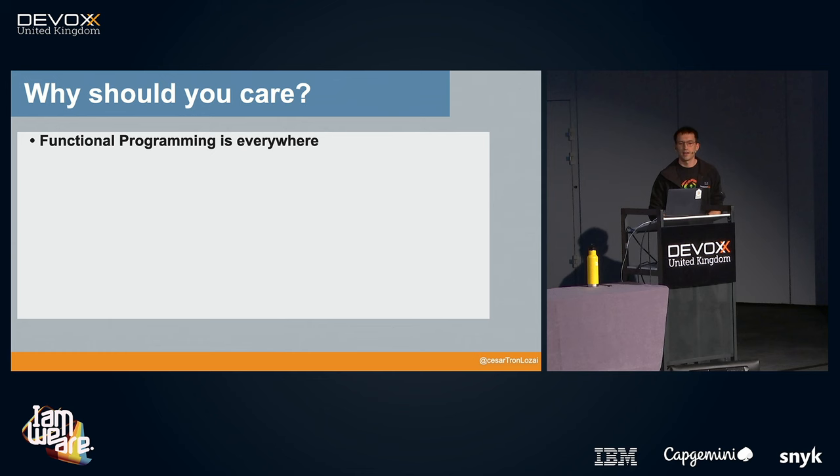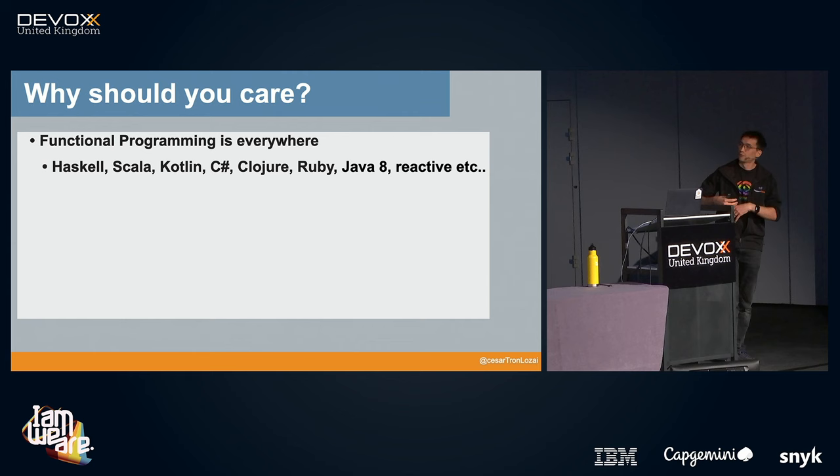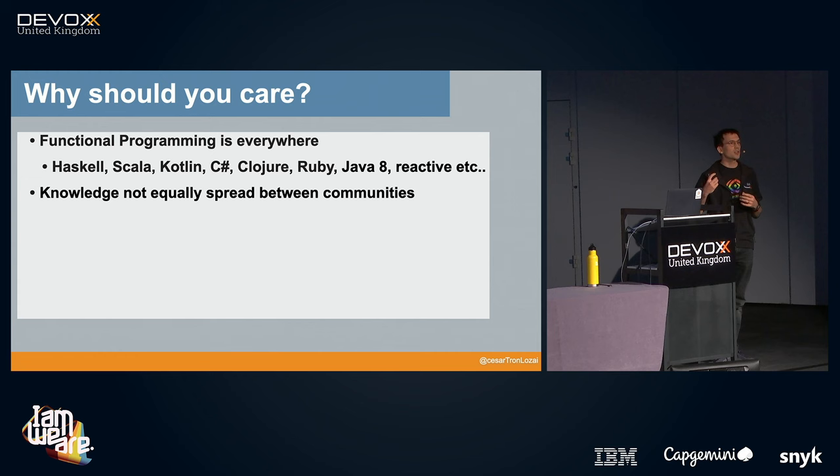Well, it seems that nowadays functional programming is everywhere, and I think it's been like that for a while. A language called Lisp was released in 1958. So it's always been there, but it seems like nowadays it's even more popular. Languages like Haskell, Scala, Kotlin, C Sharp, Ruby, Java 8, and all of the reactive frameworks, they all borrow principles, and they all use different elements of functional programming.